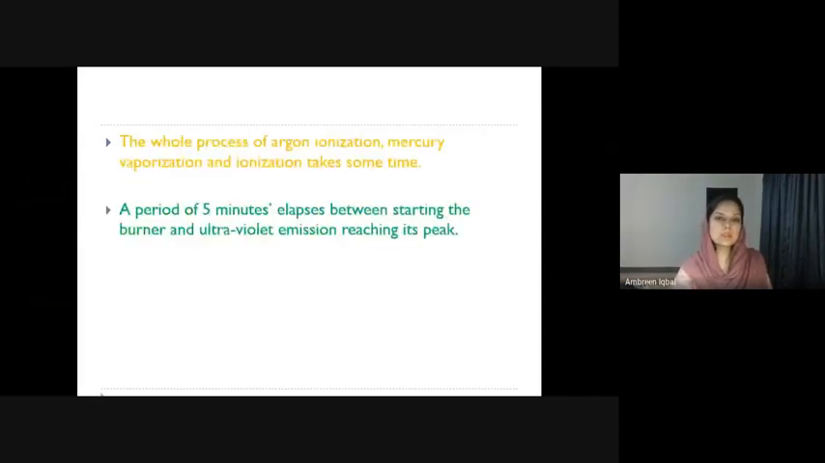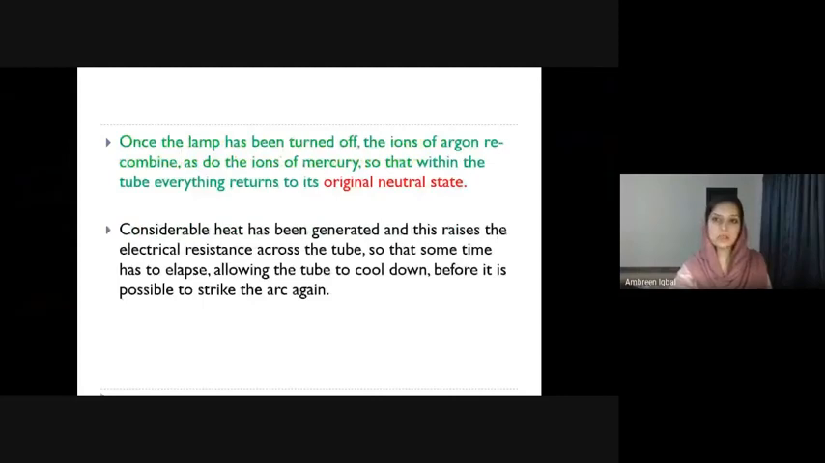The whole process of argon ionization, mercury vaporization, and ionization takes some time. At least 5 minutes elapse between starting the burner and ultraviolet emission reaching its peak. Once the lamp has been turned off, the ions of argon recombine with the ions of mercury, so that within the tube everything returns to the original normal state. Considerable heat has been generated, which raises the electrical resistance across the tube, so some time has to elapse, allowing the tube to cool down before it is possible to strike the arc again.